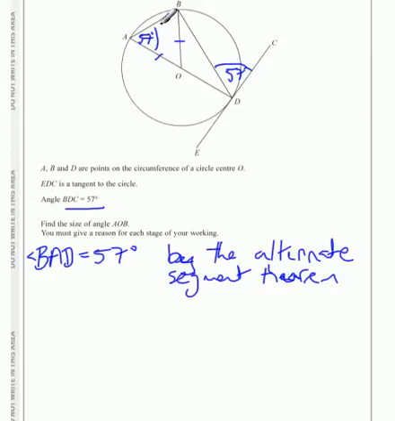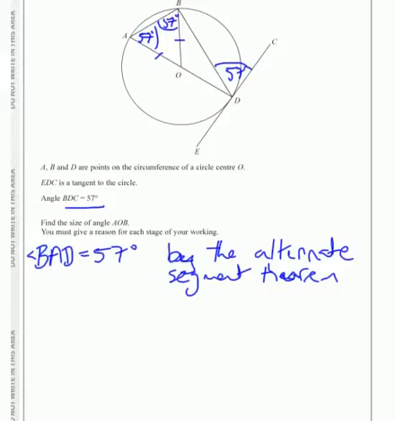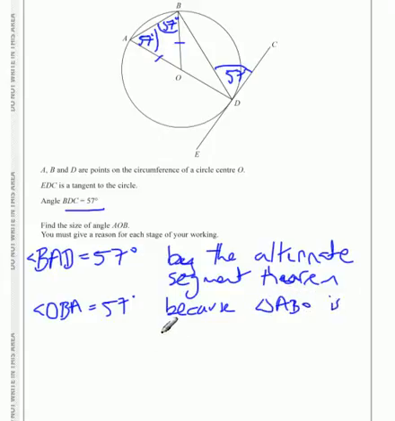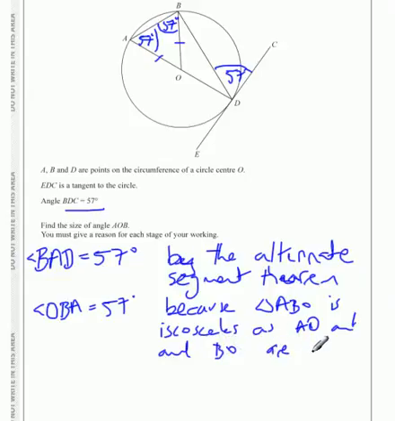Those two lengths are the same, that means these two angles are the same, so that has to be 57 degrees as well. So let's write down that. Angle OBA equals 57 degrees because the triangle ABO is isosceles as AO and BO are radii.